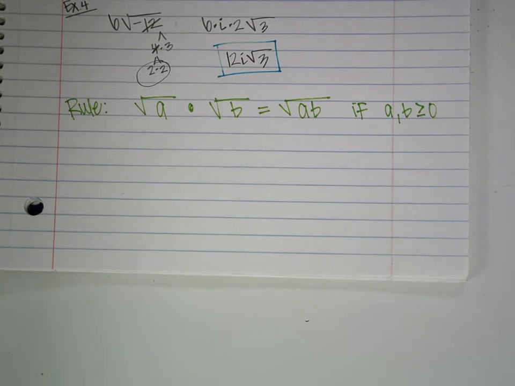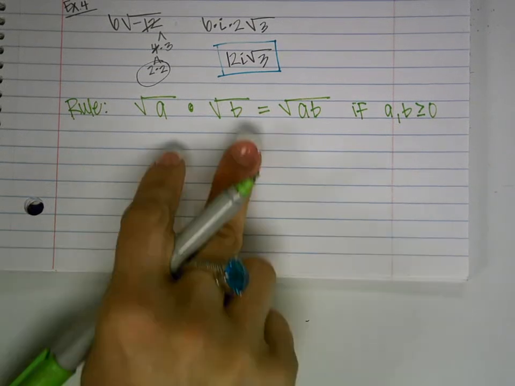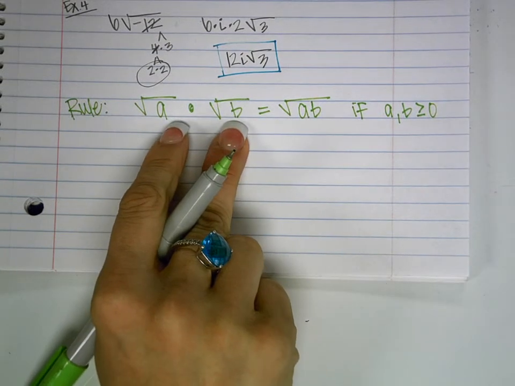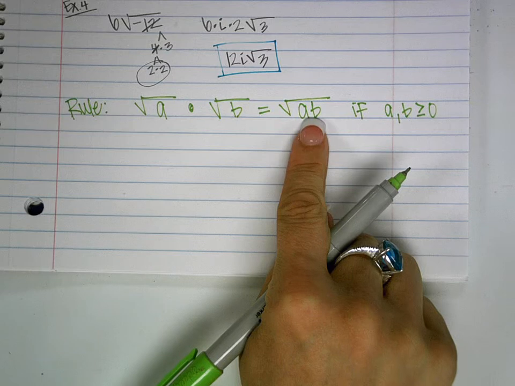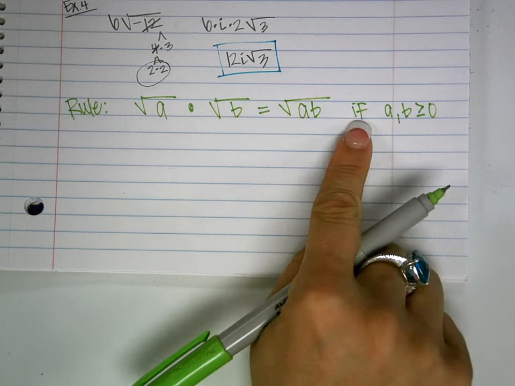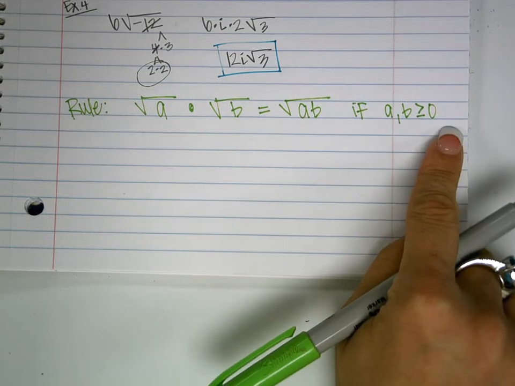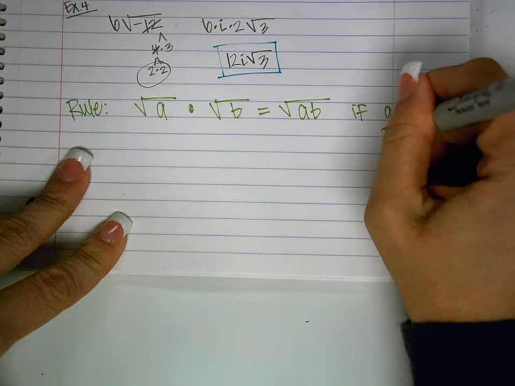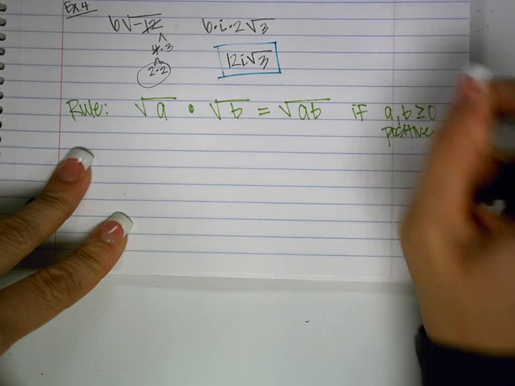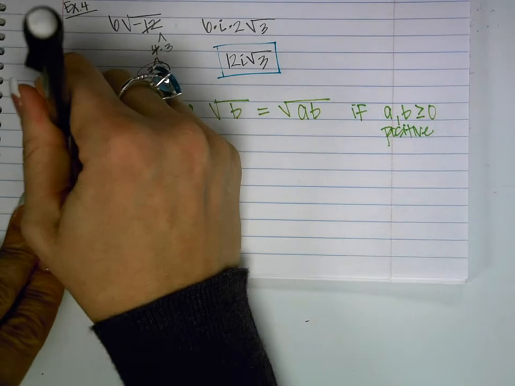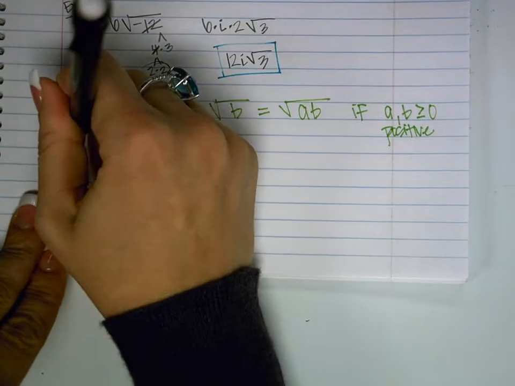There's a rule that says when you multiply two square roots together, they go under the same bar. You can multiply them underneath the same bar if A and B are greater than 0. What does greater than 0 mean, basically? It means positive. It does not mean whole numbers. Now, that rule is going to be applied for number 5.